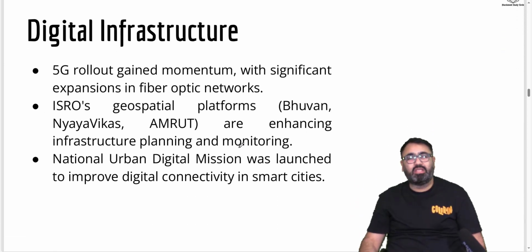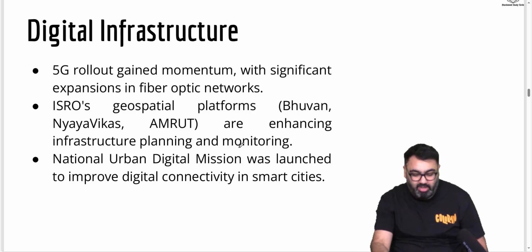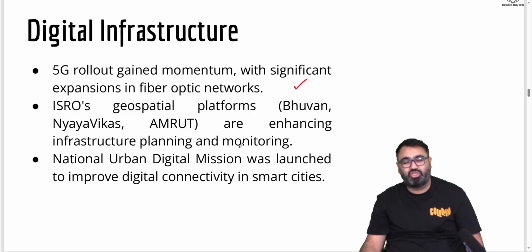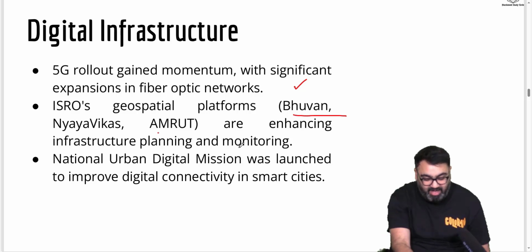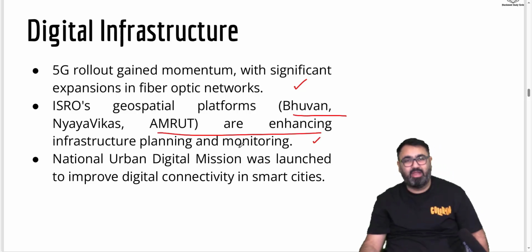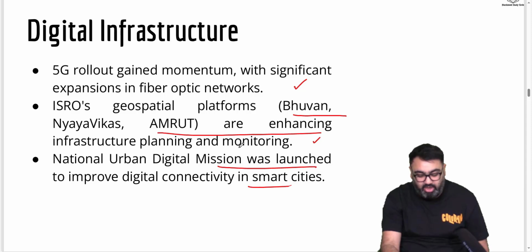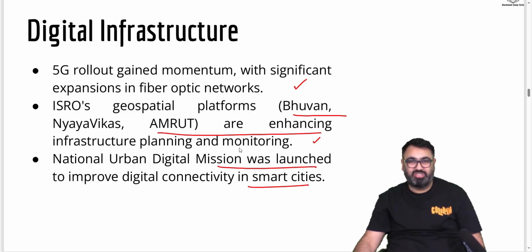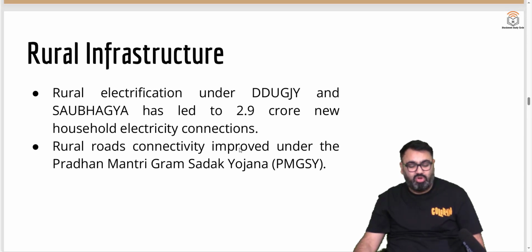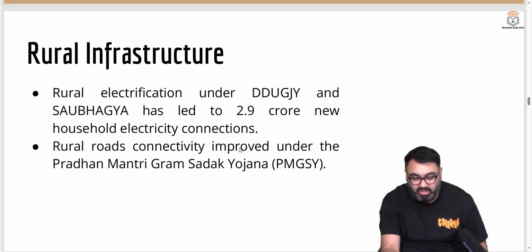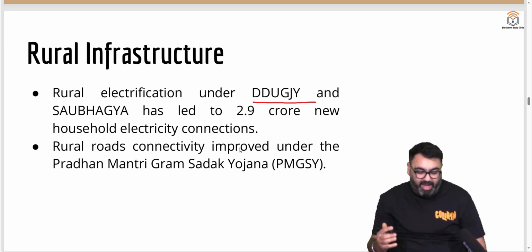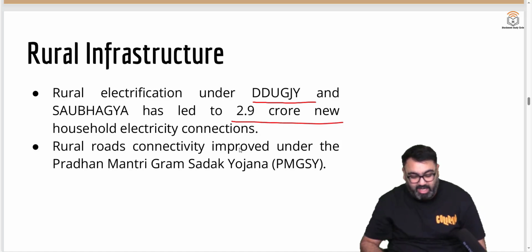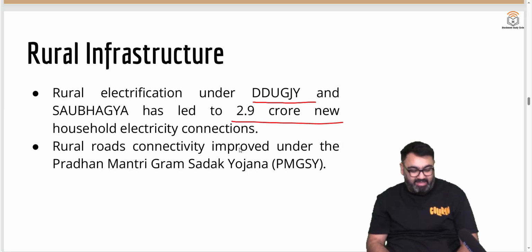The government has also been focusing on improving digital infrastructure. 5G rollout has increased significantly. In terms of ISRO, they also have been playing a major role here. ISRO's platforms such as Bhuvan, Nyaya Vikas, Amrut, they have all been helping in planning of infrastructure and developing better infrastructure. We also have the National Urban Digital Mission that was launched to improve data connectivity in the smart cities across the entire country. In terms of rural infrastructure, the government has been focusing on Deen Dayal Upadhyay Gram Jyoti Yojana, that is aimed at achieving 100% rural electrification, and Saubhagya Yojana. These have led to close to 3 crore new households getting electricity connections, mainly in the rural areas.